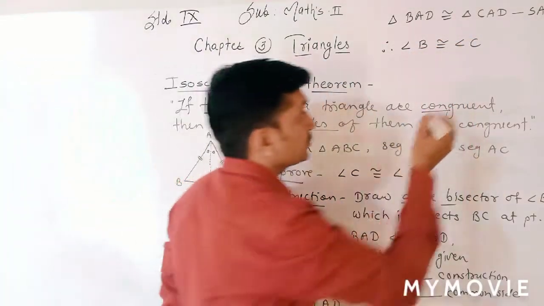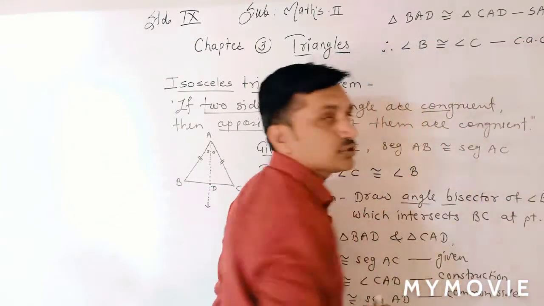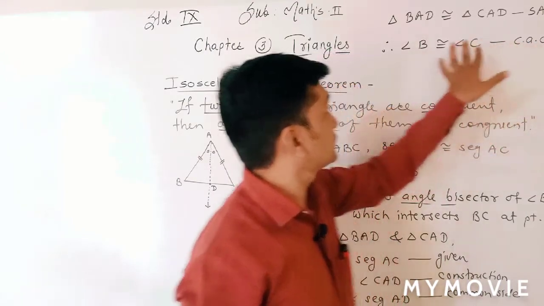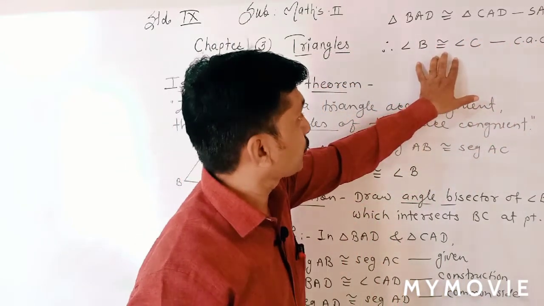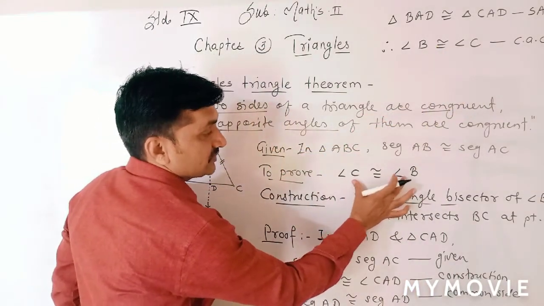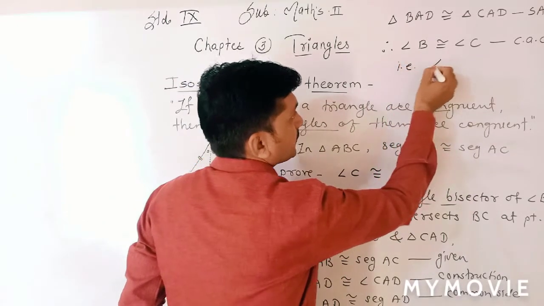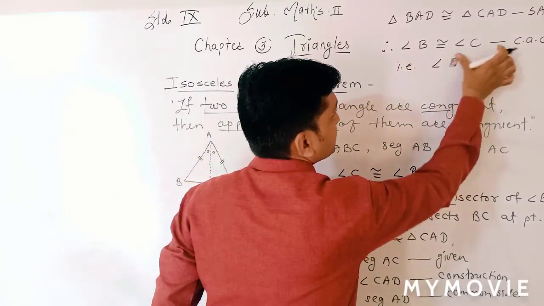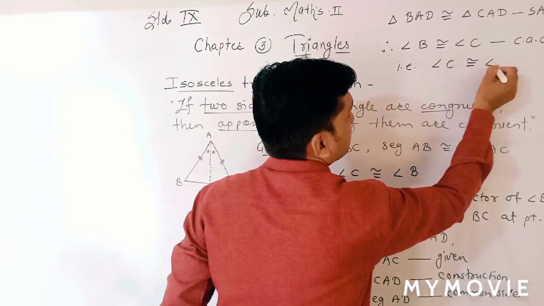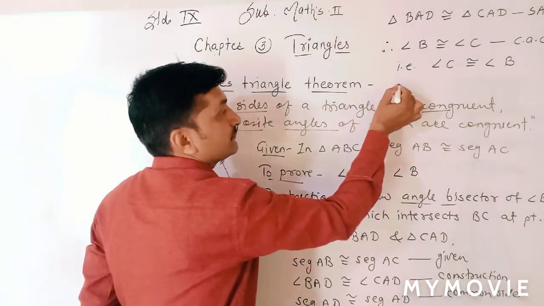Congruent, and support CACT. This is the short form of corresponding angles of congruent triangles, and we want to prove this only. In to prove, here you see angle C congruent with angle B. You can exchange the side angle C if you want, or if you keep it like this, then also it is correct. Angle C is congruent to angle B. And in this way we proved it.